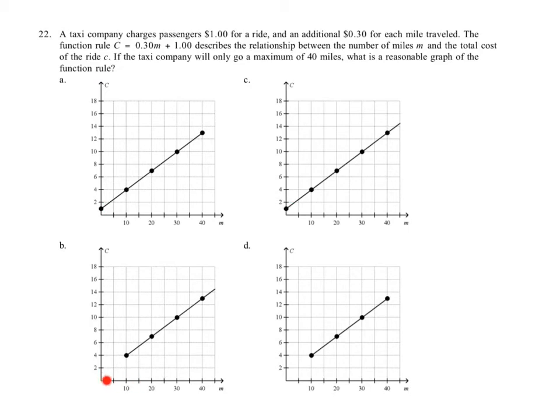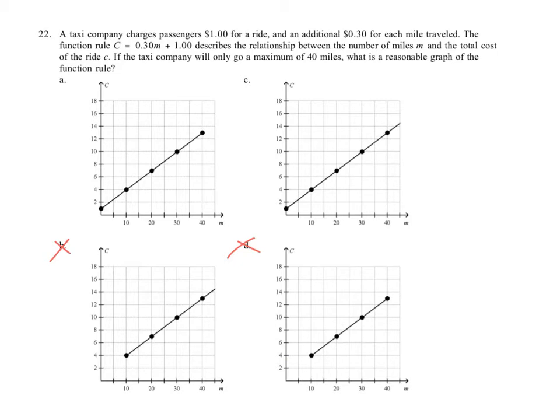Okay, here this suggests that somehow you're not getting started until mile 10, which logically doesn't really make any sense, because you can go any amount of miles, less than 10 certainly, so that should be graphed as well. So I'm going to eliminate B and D just on principle. We could go any amount between 0 and 10 miles. We should have something graphed there.